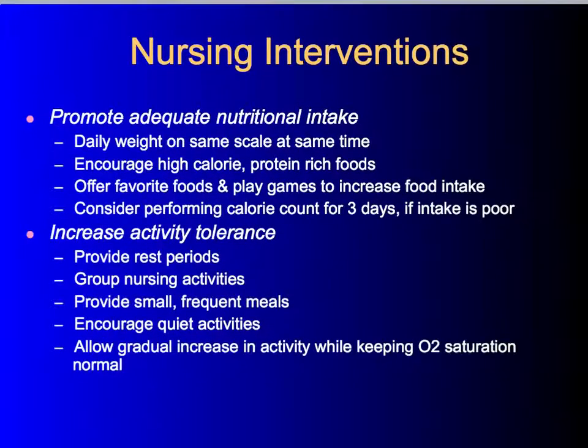We want to promote adequate nutritional intake: daily weight on the same scale at the same time of day, encourage high-calorie, protein-rich foods, offer the child's favorite foods, and play games to increase their food intake. Consider performing a calorie count for 3 days if their intake is poor. We want to increase activity tolerance, so provide rest periods, group your nursing activities together, provide small, frequent meals, encourage quiet activities, and then allow for a gradual increase in activity while keeping the oxygen saturation normal.